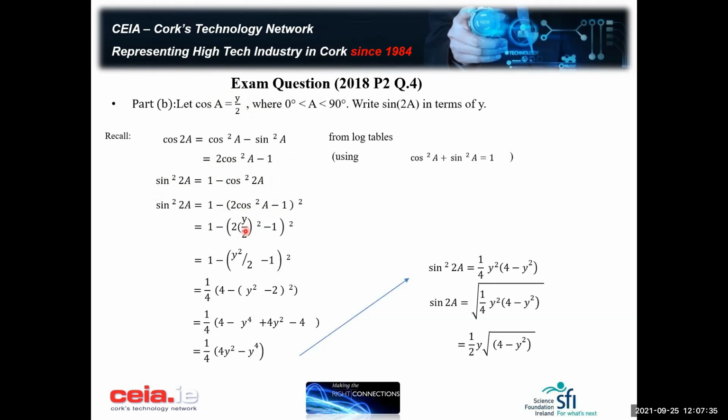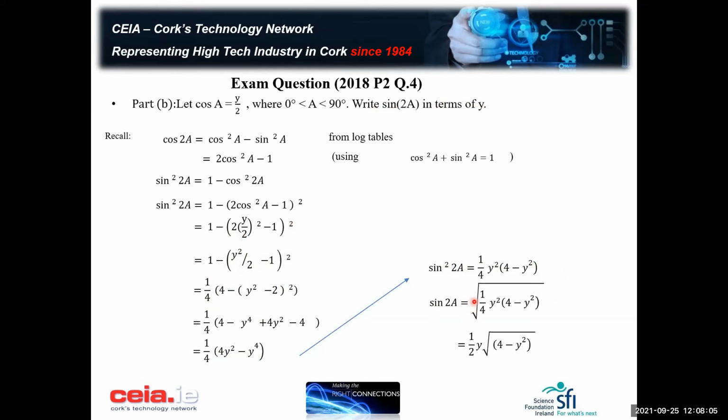And from then on, it's just a little bit of algebraic manipulation to rearrange this as a function of y, and you end up with the sine squared of 2a is 1/4 of y squared times 4 minus y squared. Now, you want to take the square root of that to get sine of 2a, which is what you were looking for originally.